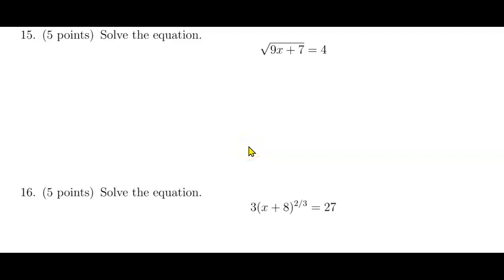Okay, so this is question number 15. How could you solve an equation involving a radical sign? Let me remind you about the property of the exponents.